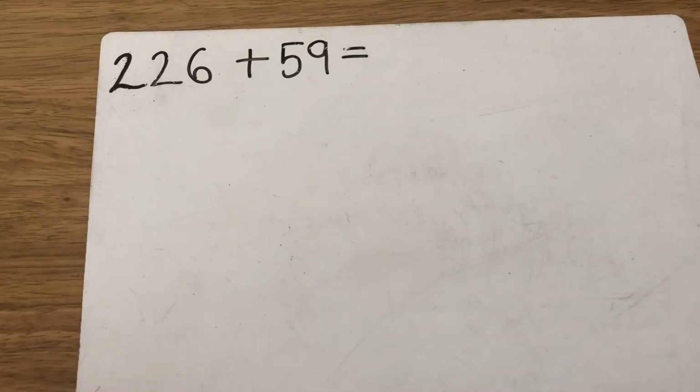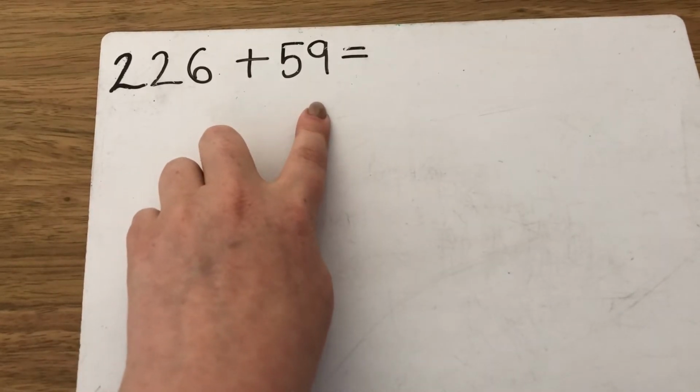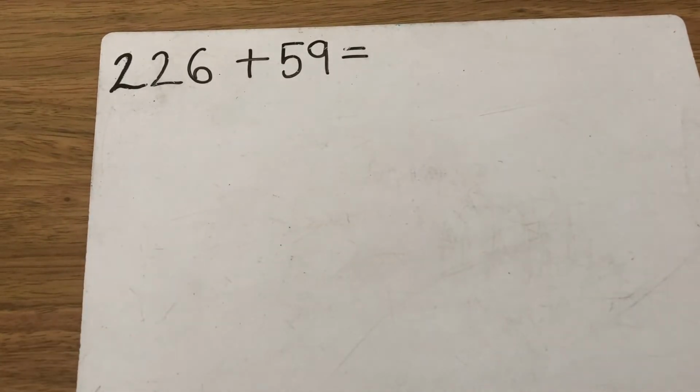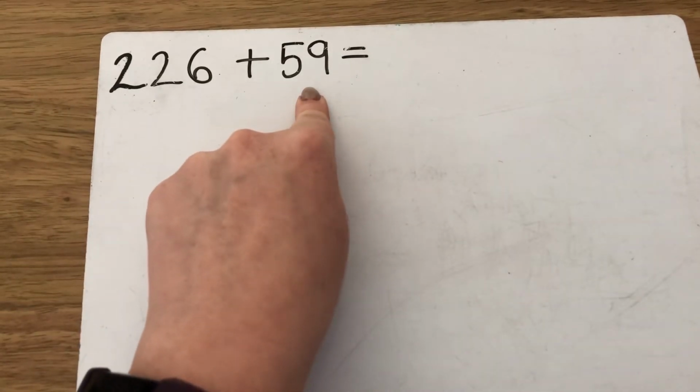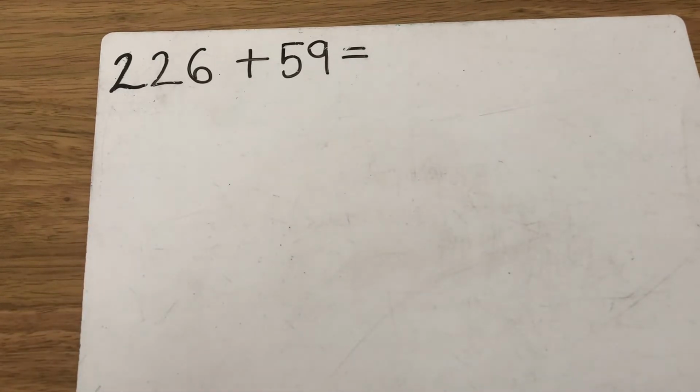So if we have a little look at the next one, we've got 226 add 59. We know straight away we can use the adjustment strategy because we are really close to a multiple of 10. So what I want you to do is pause the video, have a little go solving this the way that we've just done it, and we'll come back to see how we've done. Okay, brilliant. Let's see how everybody got on.